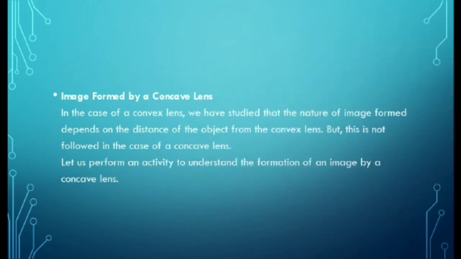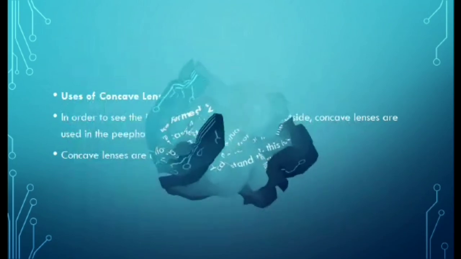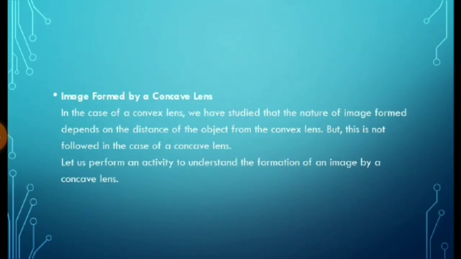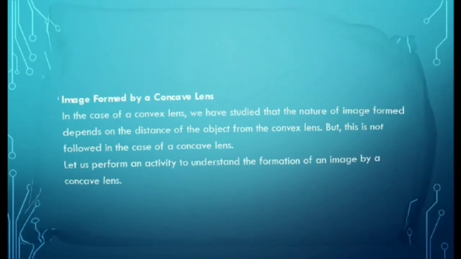Image formed by a concave lens. In the case of a concave lens, the nature of image formed depends on the distance of the object from the concave lens, as in the convex lens, but this is not followed in the case of concave lens. Let us perform the activity to understand formation of an image by concave lens.